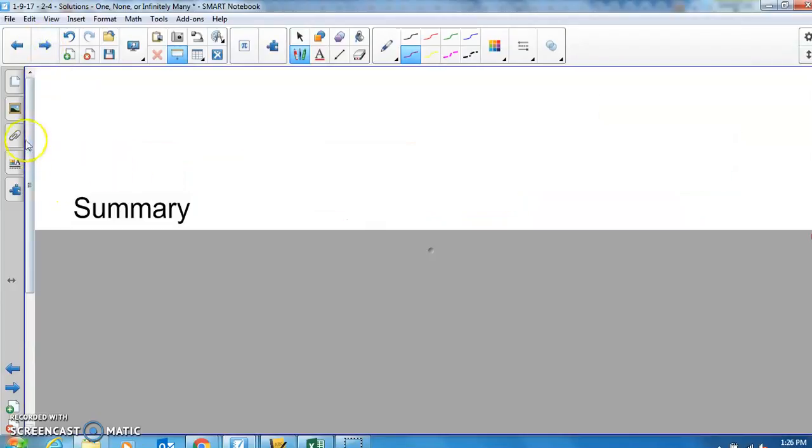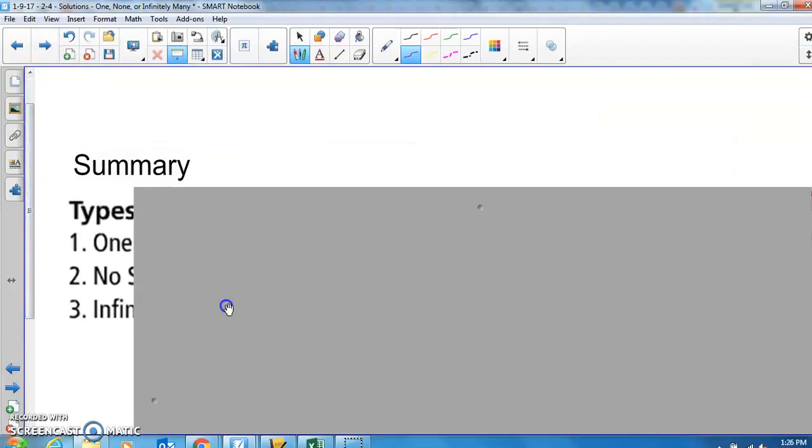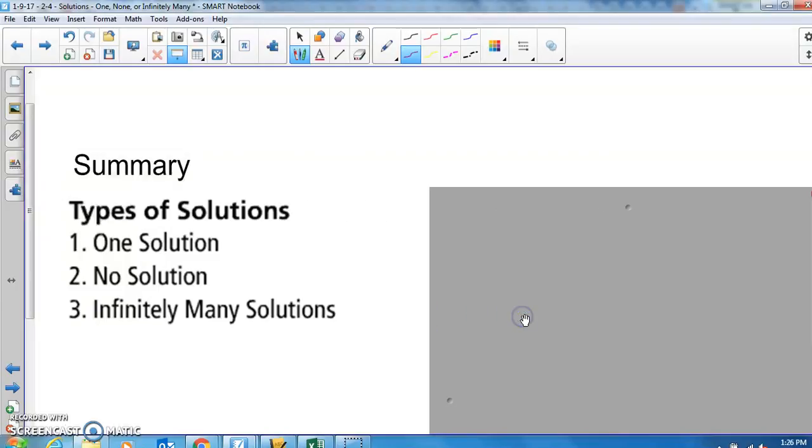All right, so in summary, we're going to have one solution, we're going to have two solutions, or we're going to have what is called an infinite number of solutions, or infinitely many solutions. One solution means there's exactly one answer. No solution means that there's no number whatsoever you can put in the equation to make it true. And infinitely many solutions means it doesn't matter what the number is, you substitute it in, it will make that equation work out.